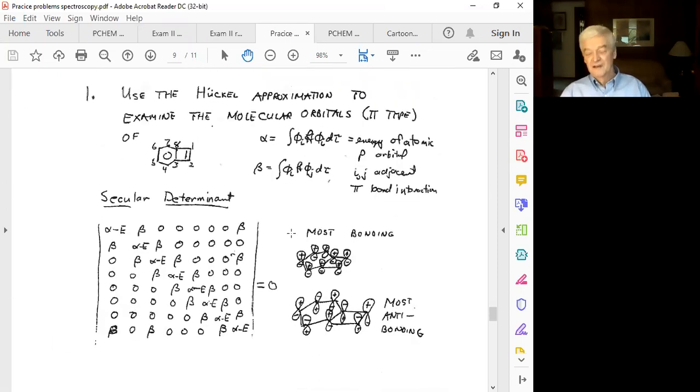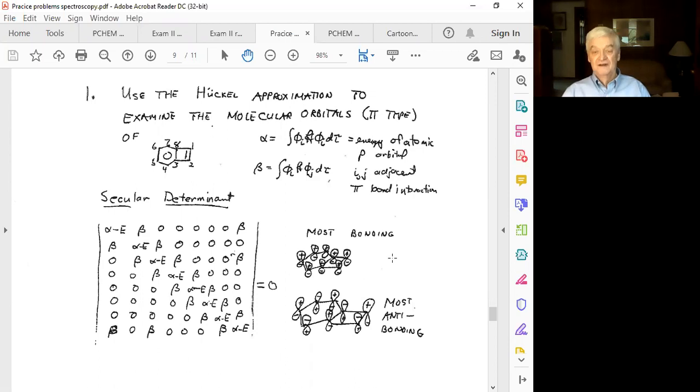Okay, and then I mentioned that you should be able to do Hückel problems. Here's a practice Hückel problem. You should be able to write the secular determinant. You should be able to draw pictures of the most bonding orbital and the most anti-bonding orbital. If I show you something in between, count up the number of bonding interactions and the number of anti-bonding interactions. Whichever is more, you can then tell if that orbital is bonding or anti-bonding.